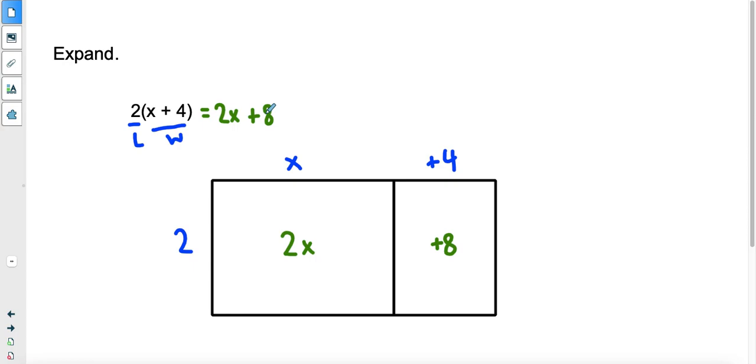And something you might notice here is all I'm doing is taking the number outside of the brackets, the 2, and multiplying it by each of the terms inside the brackets. So you'll see, I'm taking the 2 and multiplying that by x to get 2x. I'm also taking the 2 and multiplying that by 4 to get 8. And then I'm just adding that up to get the answer. And this is called the distributive property.